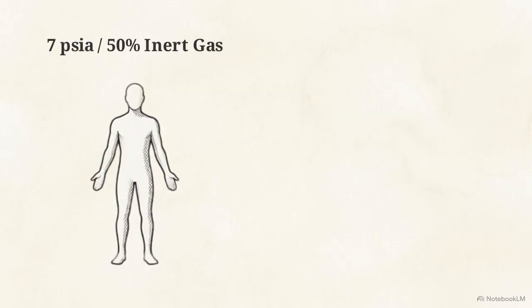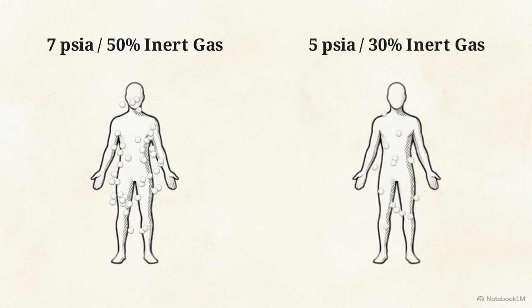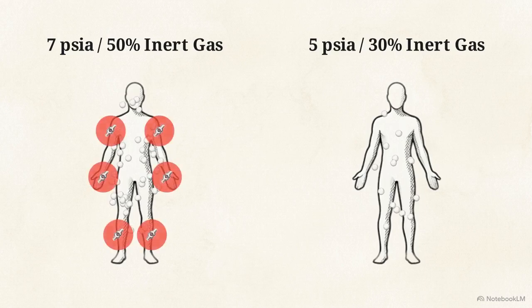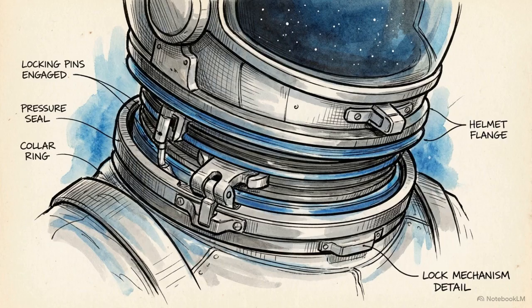Because of this, a cabin operating at 7 psia with 50% inert gas is mathematically more hazardous during decompression than a 5 psia cabin with only 30% inert gas, simply because there is more gas dissolved in the crew's tissue. Since extravehicular activity demands heavy physical exertion in a low-pressure suit, manipulating the cabin pressure isn't enough to protect the crew. A preemptive countermeasure has to be taken.